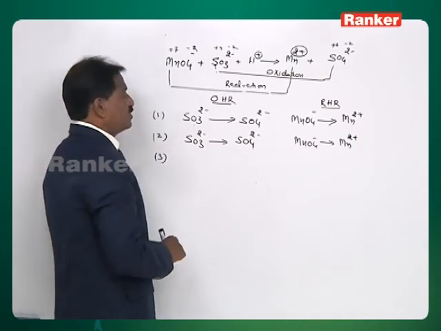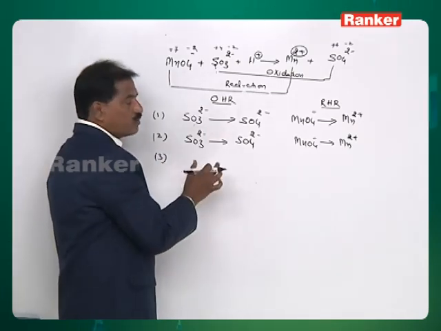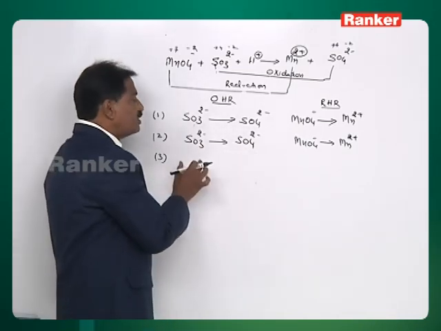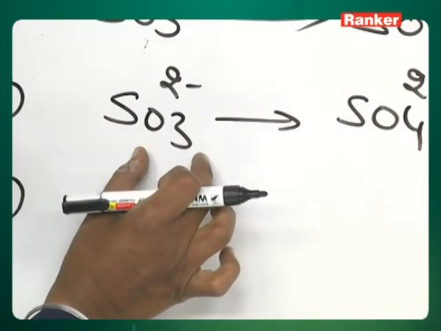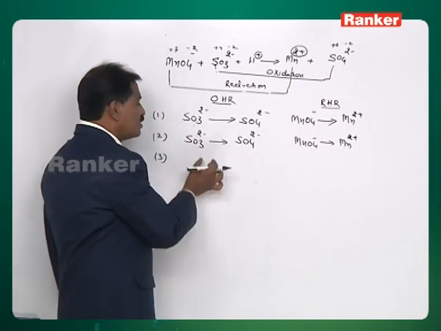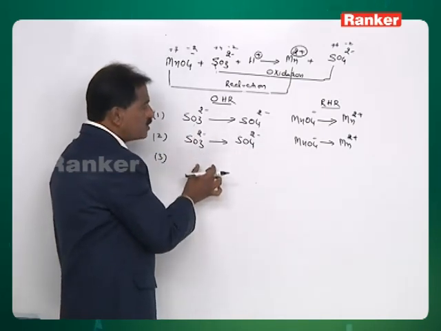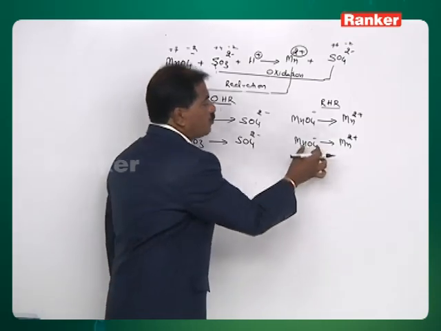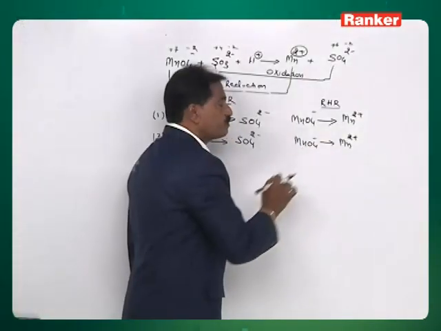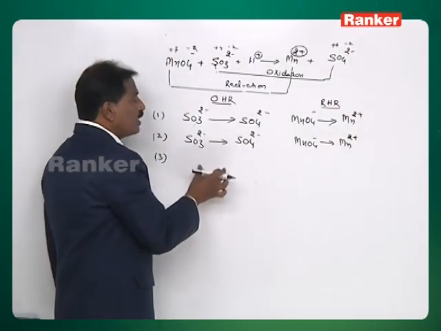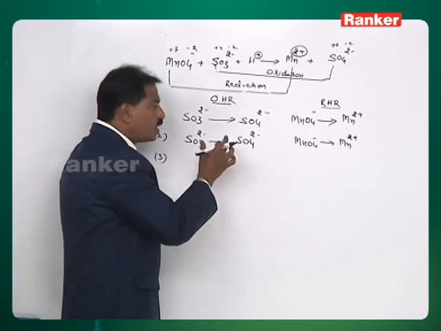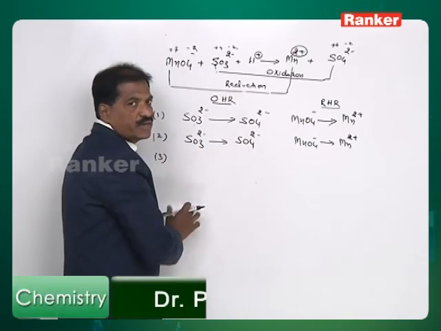That means the first step is the balancing of the heteroatoms except oxygen and hydrogen. Next, second step. After balancing the heteroatoms, in the next step, balance the oxygen atoms. For balancing of the oxygen atoms, first count the oxygens. Here you see, here 3 oxygens, here 4 oxygens. That means here one oxygen atom is less. One oxygen atom is deficient. Here 4 oxygens, here 0 oxygens. Therefore here 4 oxygen atoms are deficient. Therefore the oxygen atoms have to be balanced by adding a suitable number of water molecules to the deficient side.